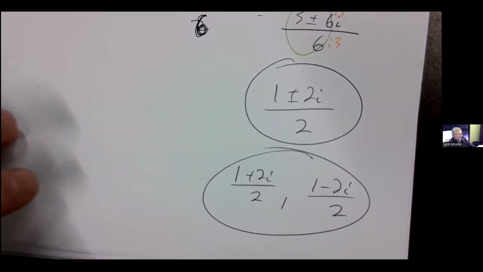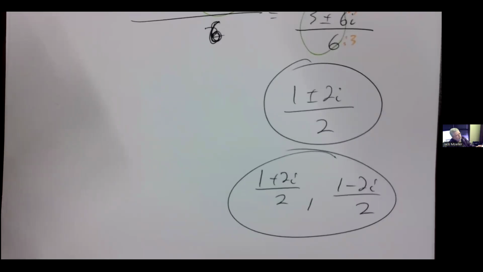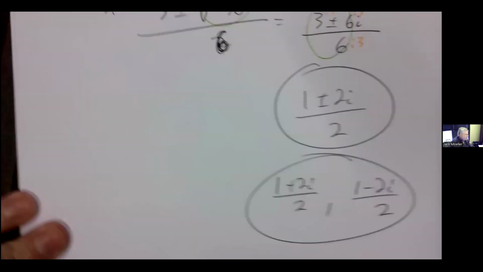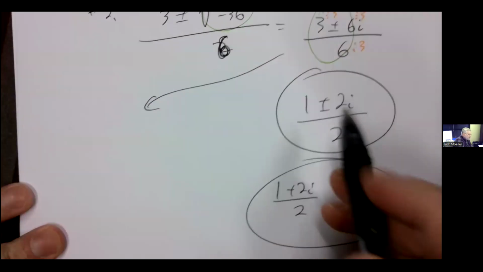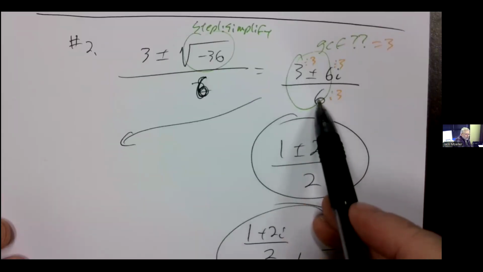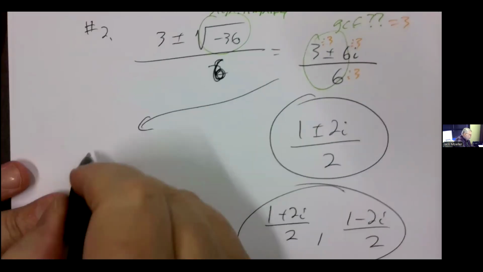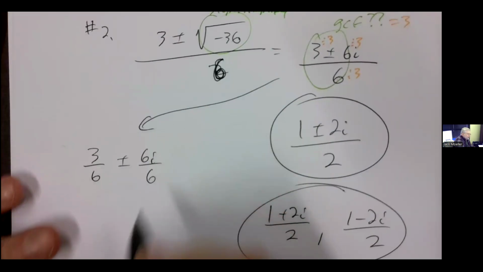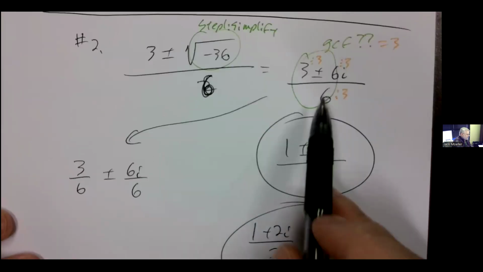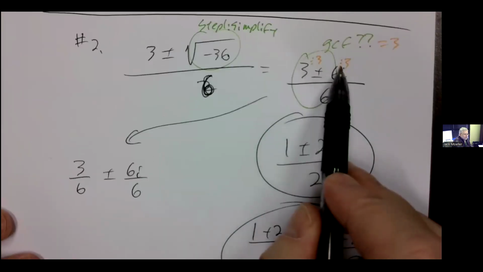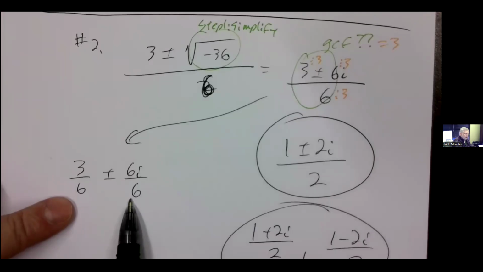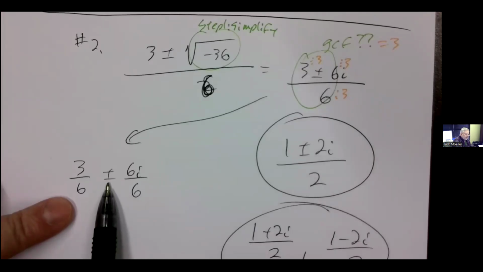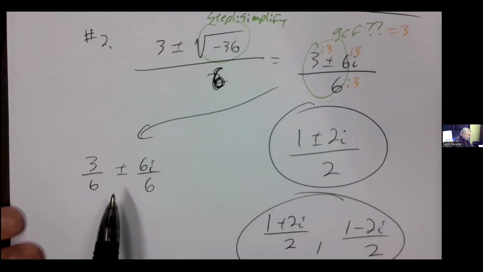Now, an alternate way to do that, and I'm fine with either one. This is the more likely way. The other way you could do this is when you have that binomial divided by a single term, you can split it up and say 3 over 6 plus or minus 6i over 6. Because that 6 is dividing both of those, you could split it up into 2 separate fractions. We're just not used to doing that with the plus or minus, but it still works out the same.